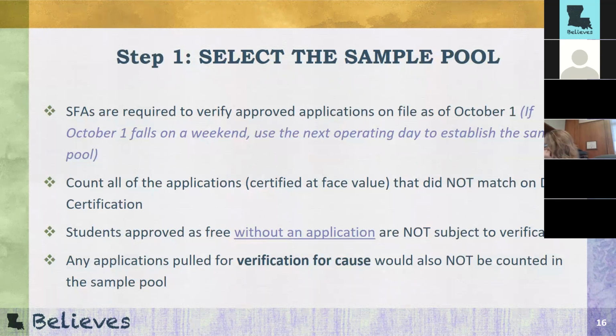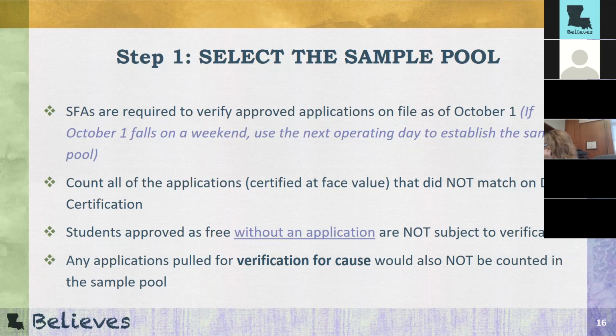Step number 1. The sample pool uses the total number of approved applications on file as of October 1st. Please be reminded that if October 1st falls on a weekend, you would use the next operating day. The sample pool depends on the number of approved applications, including paper and electronic applications.